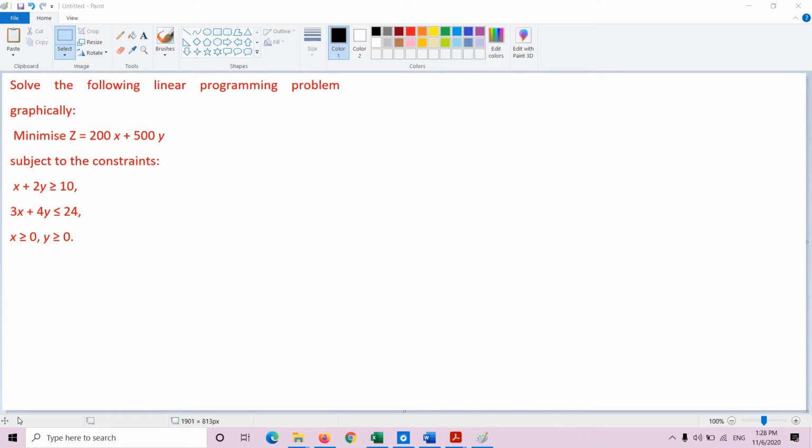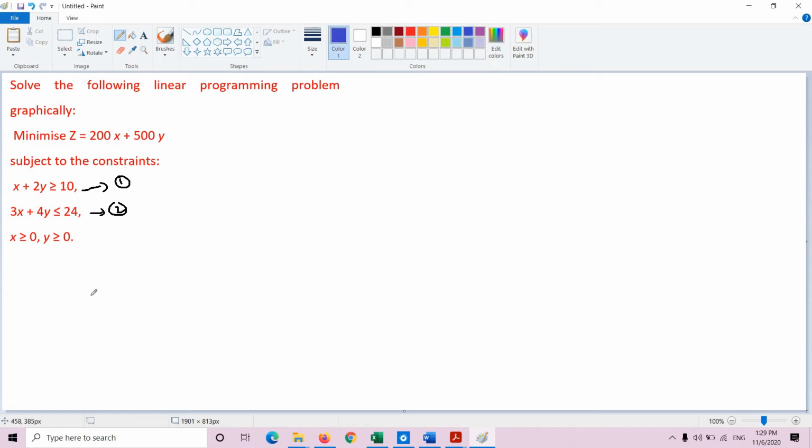Okay. First, let us concentrate on the constraints. Step 1, we should concentrate on the constraints. The objective function is given here. This is the minimization case. Let us label the constraints equation 1 and equation number 2. This is equation number 1 and this is equation number 2.